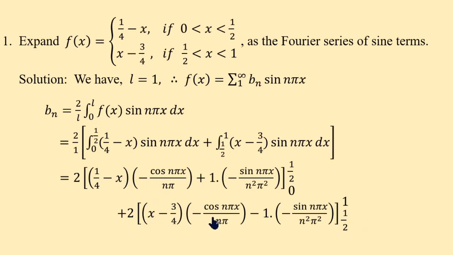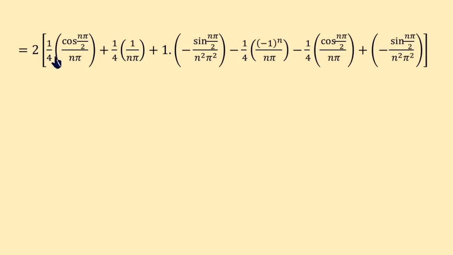So these two terms, second term of this and first term of this, cancel. And here minus minus plus, sin n pi is 0. First term is 0. Minus, lower limit minus sign, sin n pi by 2 by n square pi square. See this. First term 1 by 4th of cos n pi by 2 by n pi.